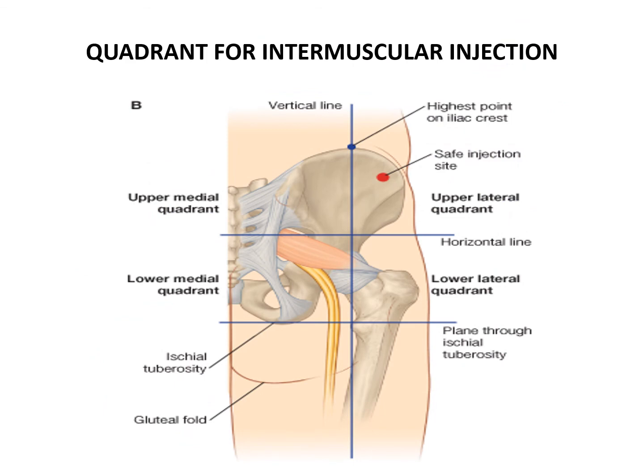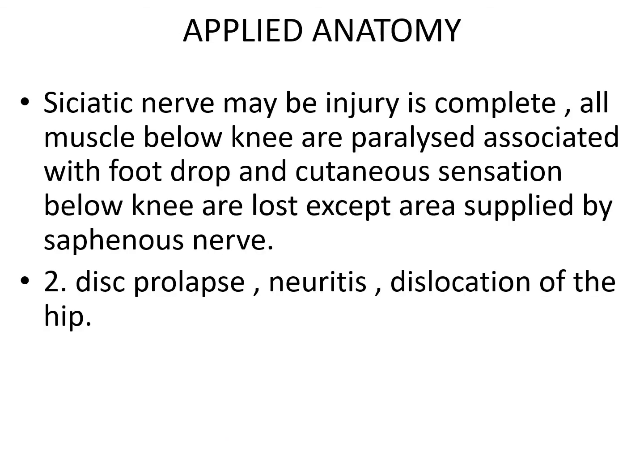The quadrant for the intramuscular injection. You have seen this already in the gluteal region. These are the safe sites for intramuscular injection, at the gluteus minimus and medius muscles, in this quadrant, because the sciatic nerve is not damaged here. If you give the intramuscular injection at another site, there may be a chance of damage to the sciatic nerve. So the sciatic nerve injury may be complete.